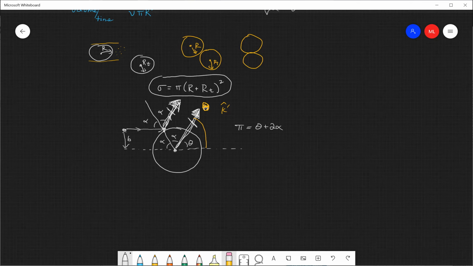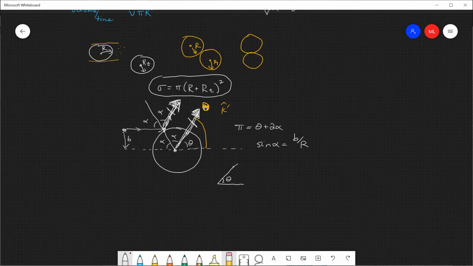So that's the relationship between the scattering angle and the scattered direction, theta. And what else? We know that sine of alpha is going to be equal to the impact parameter divided by the radius. And we can see that just from this triangle here, this theta triangle.